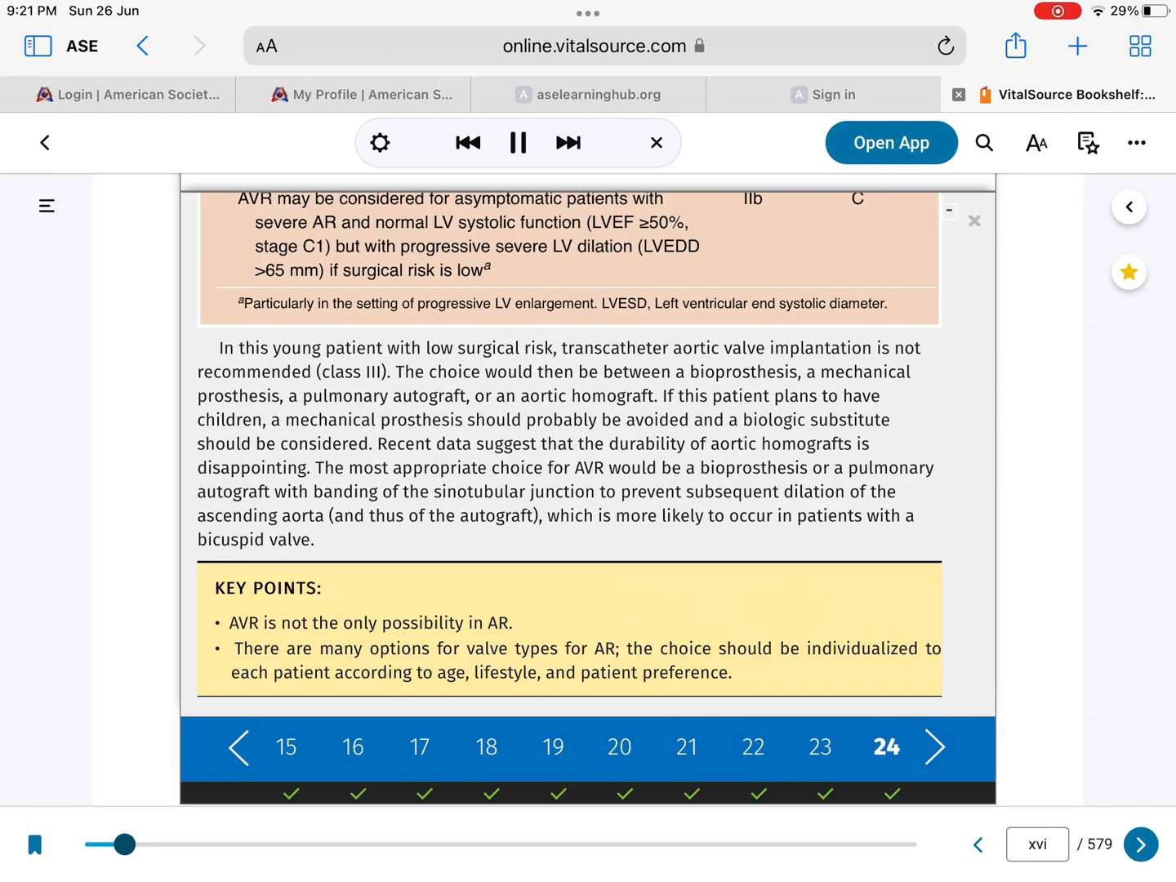Question 24. Your recommendation for this patient, case 6, is A. Follow-up echocardiogram in 1 year. B. Follow-up echocardiogram in 3-6 months. C. AVR with a mechanical prosthesis. D. AVR with a bioprosthesis. E. AVR with a pulmonary autograft, Ross procedure, or homograft. F. Transcatheter aortic valve implantation.